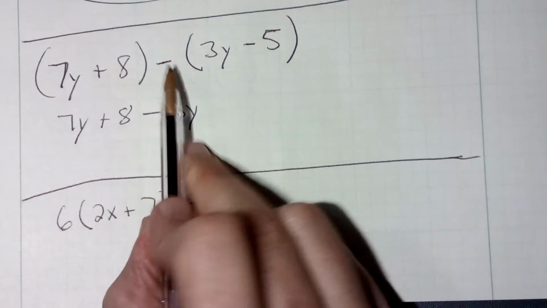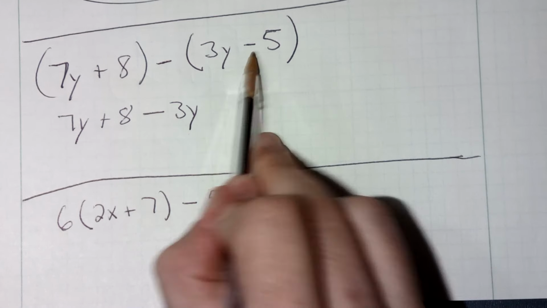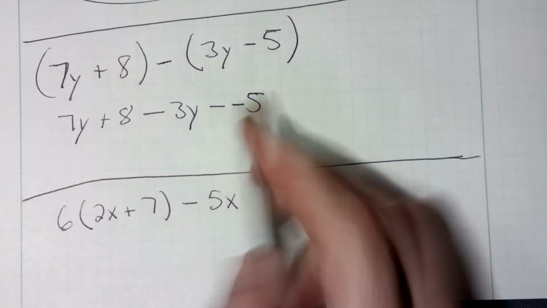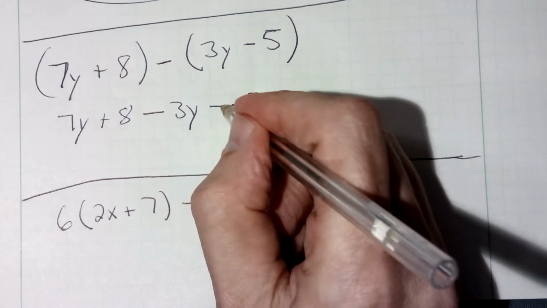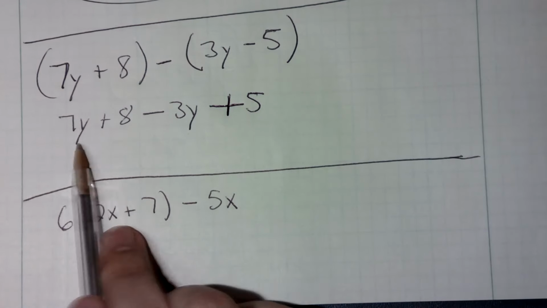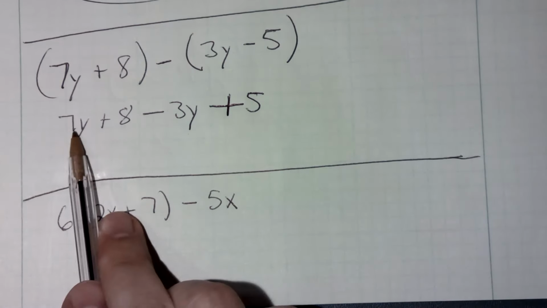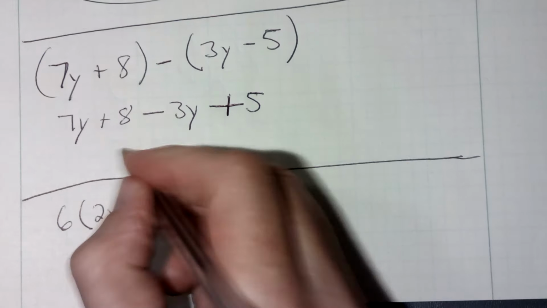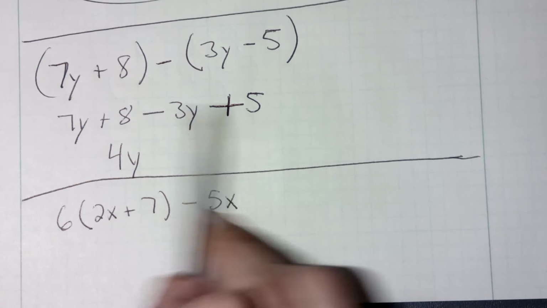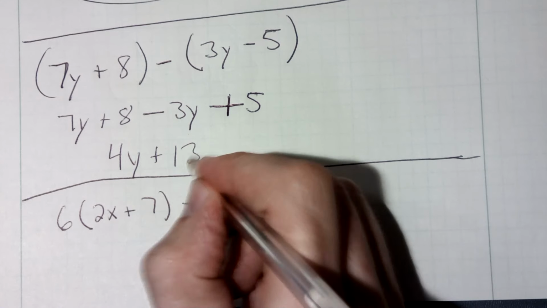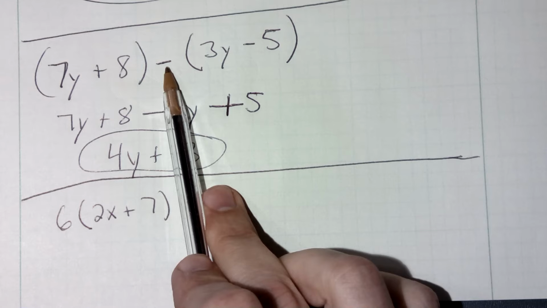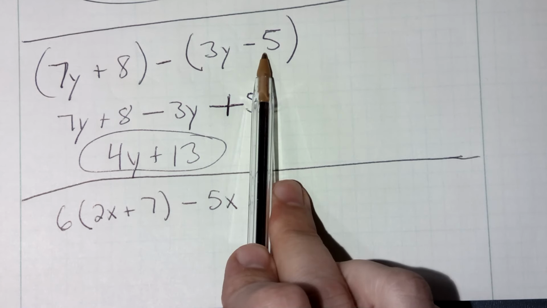And then I'm subtracting a negative 5. But what happens when you subtract a negative? You end up adding 5, right? Now we group the two y terms together. 7y minus 3y is 4y. We group the 8 and the plus 5 now. It becomes 13. 4y plus 13. Just realize that minus sign changed the sign on that second term.